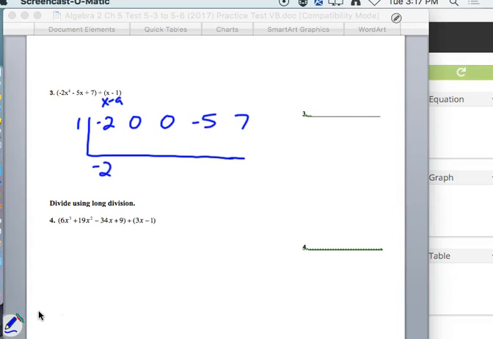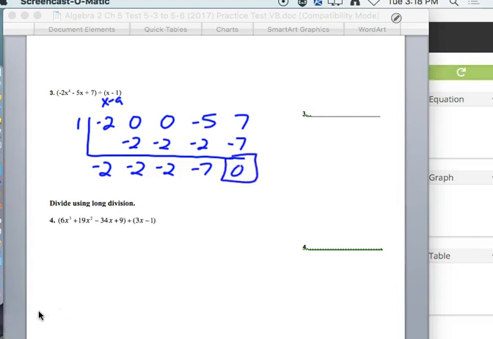Bring down your leading coefficient and go ahead and do your synthetic division. Negative 2 times 1 is negative 2, 0 plus a negative 2 is negative 2, times 1 is negative 2, add the 0, you get negative 2. Negative 2 times 1 is negative 2. Negative 5 plus negative 2 is negative 7. 1 times negative 7 is negative 7, which gives us a remainder of 0.